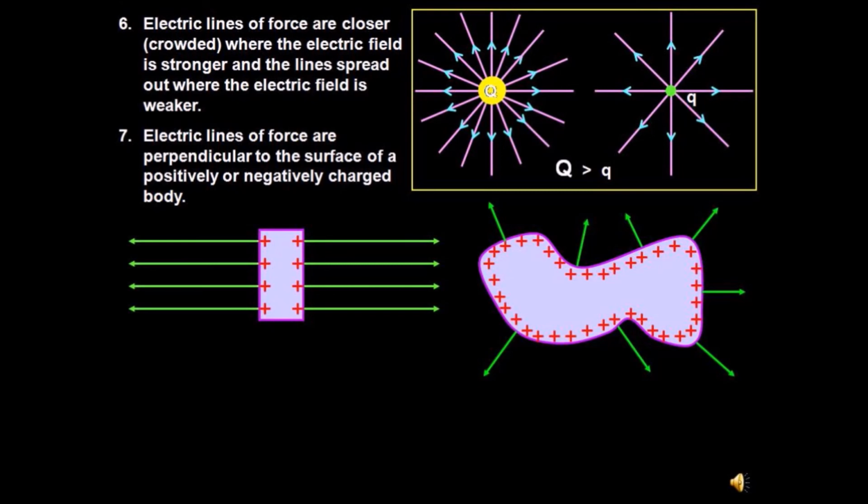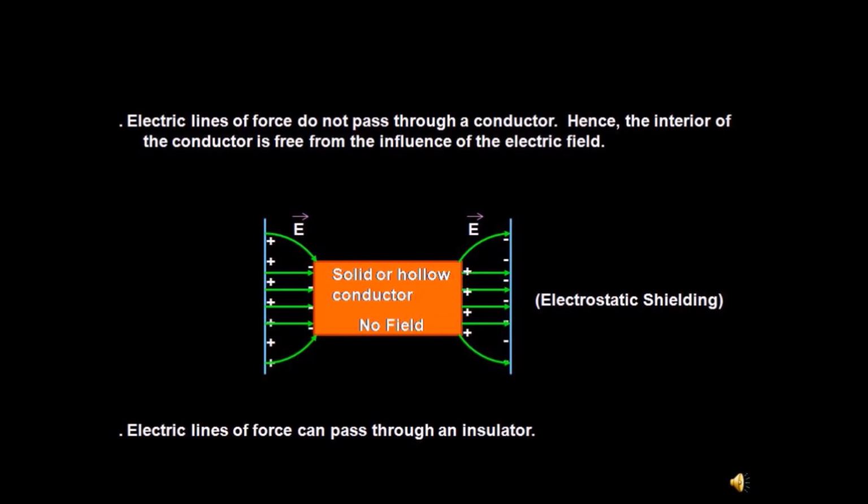Electric field lines are always drawn perpendicular to the charged surface. We have one very important property about the conductor, that electric field lines do not pass through the conductor. Suppose we keep a conductor in between two oppositely charged plates. The oppositely charged plates are to produce uniform electric field. So the conductor, if it is placed between two oppositely charged plates, does not allow the electric field to pass through it. This property is called electrostatic shielding.